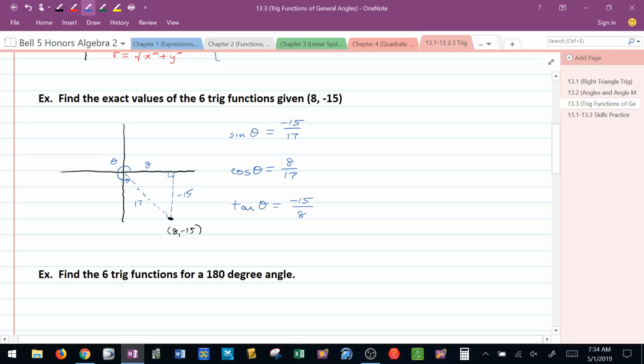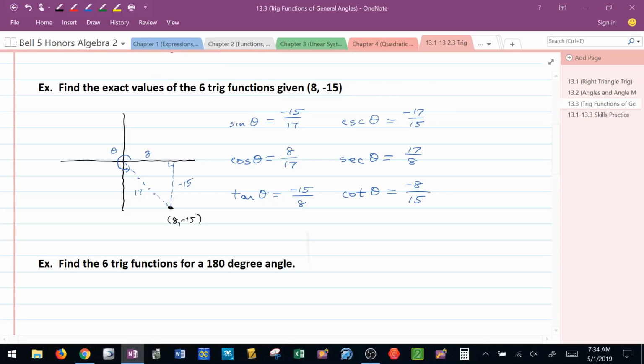All right. Now I need to find the three reciprocal trig functions. So this would be cosecant of theta. Take the fraction, flip it over. Negative 17/15. I always like to put the negative with the top. Secant of theta would be 17 over 8. And the cotangent of theta would be negative 8/15. Those are the 6 exact values.